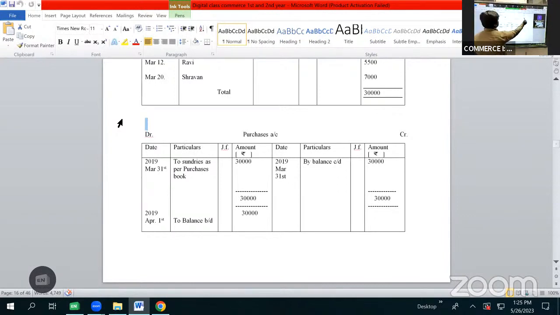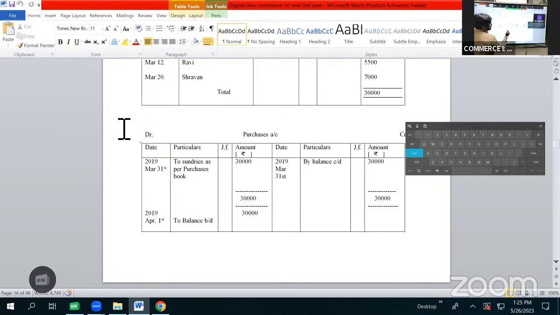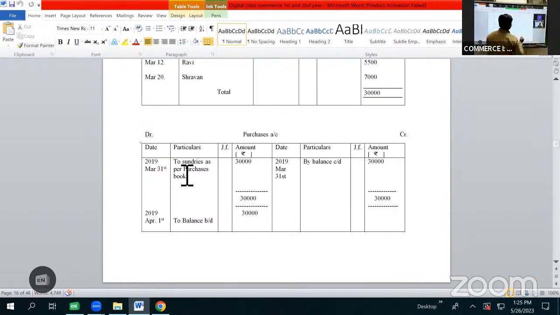The total of the purchases book, 30,000, will be recorded here as 'to sundries as per purchases book 30,000', and we'll be balancing it on the same day, 2019 March 31st. Total 30,000 will be taken on both sides, and here it will be recorded as 'by balance carried down 30,000'. The same will be brought down on the opposite side on the next day, April 1st, as 'to balance brought down 30,000'. So this is how we prepare the purchases account.